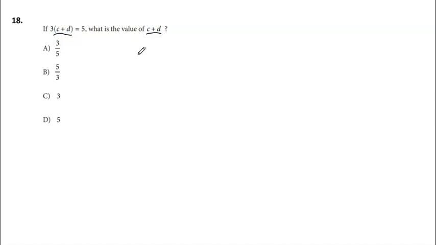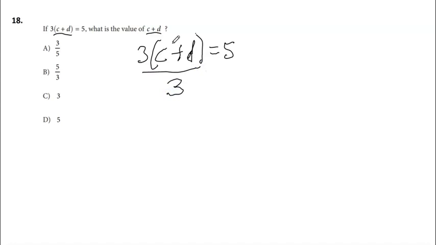So all we have to do is what? Divide the left side by 3. So we have here 3 C plus D equals 5, right? So we divide the left side by 3, just so C plus D stands alone. And we do the same thing on the right hand side. Whatever you do on the left, do on the right. Whatever you do on top, do to the bottom, right?